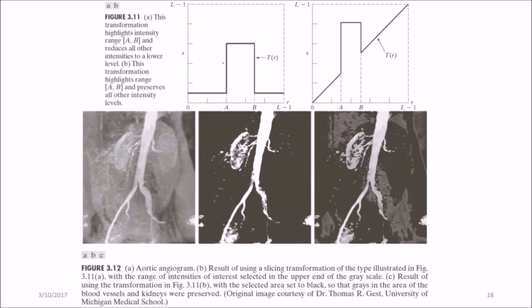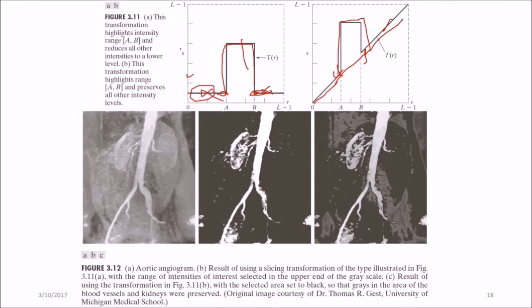What is happening here is, first, this one. This transformation highlights intensity range A to B and reduces all other intensities to a lower level. What it means is, whatever the intensity is from A to B is highlighted, the rest are suppressed. While in this case, the transformation highlights the range and preserves all other intensities. If this is the original intensity, only this range is highlighted and the rest are kept like this. Here the rest are suppressed, only this one is highlighted.